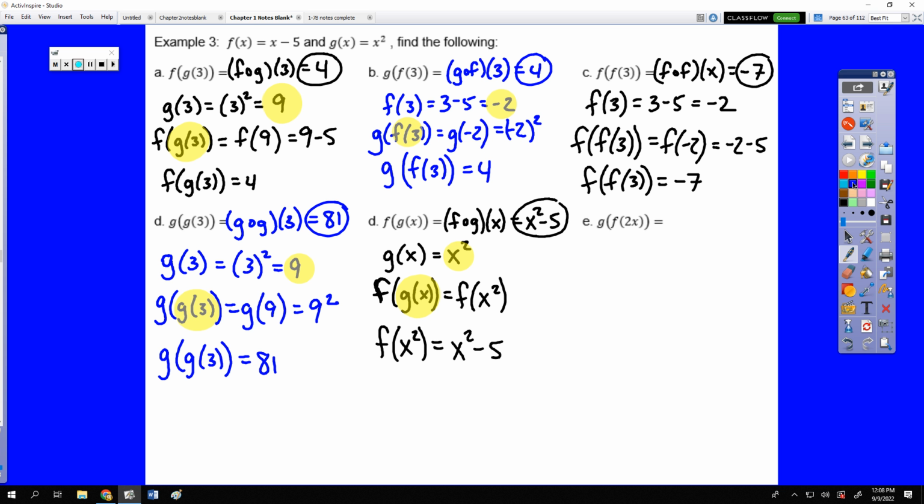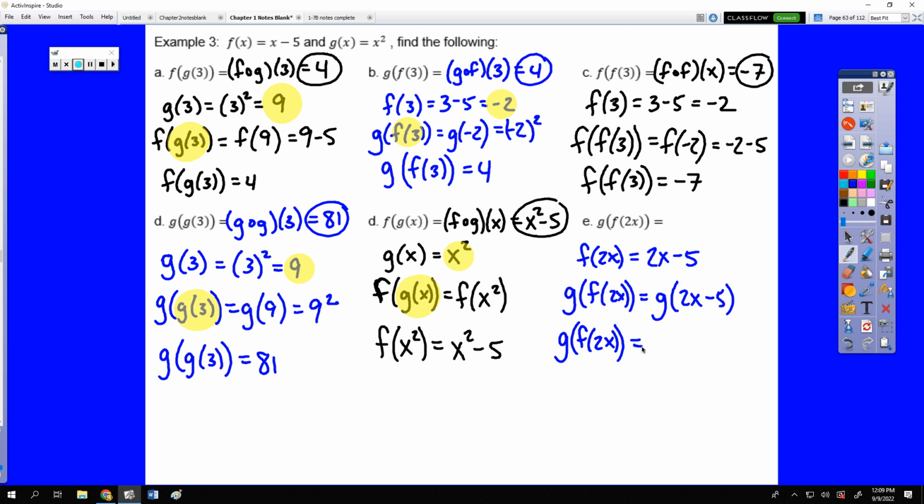Okay, finally, for the last one, we would start by doing f of 2x, which means we're going to plug 2x in for x in f of x, which would be 2x minus 5. Then to find g of f of 2x, we're really going to be doing g of 2x minus 5. So g of f of 2x would be 2x minus 5 squared, because we'd be plugging that binomial in for x in g of x.